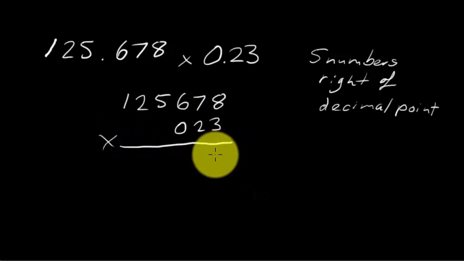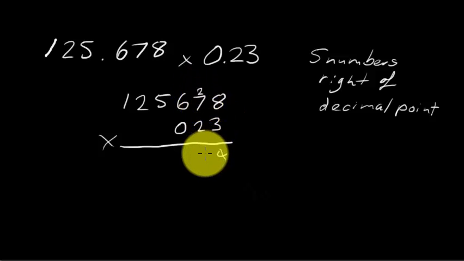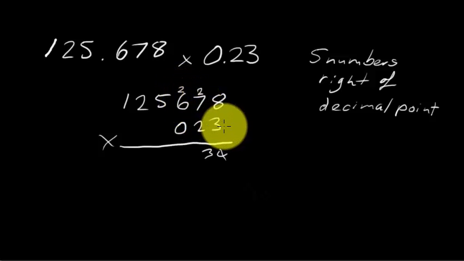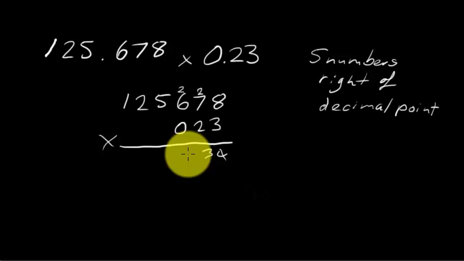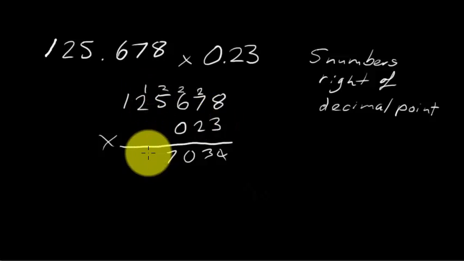So 3 times 8, 24. It's just standard multiplication. 3 times 7, 21, plus 2 is 23, carry the 2. 3 times 6, 18, plus 2 is 20. 3 times 5 is 15, plus 2 is 17. 3 times 2, 6, plus 1, 7, and 3 times 1.